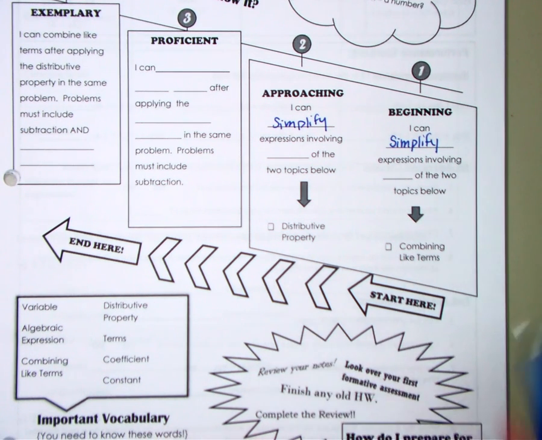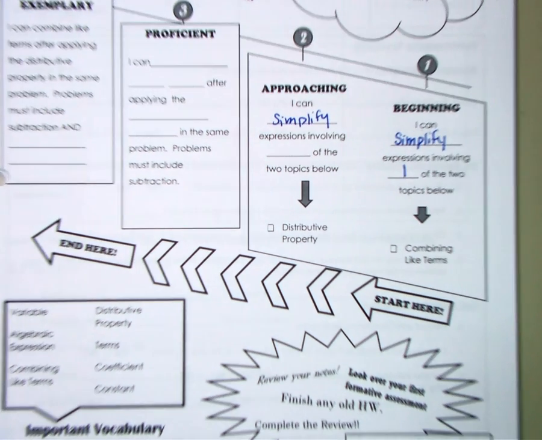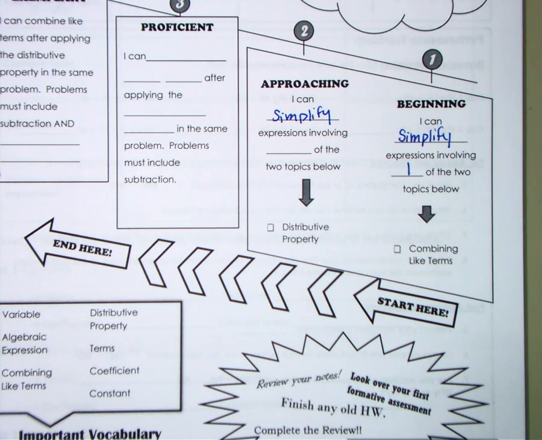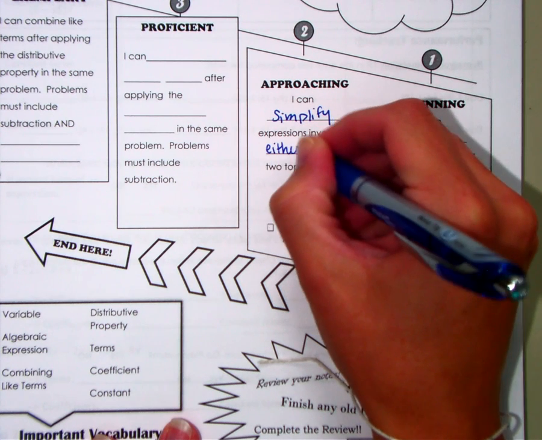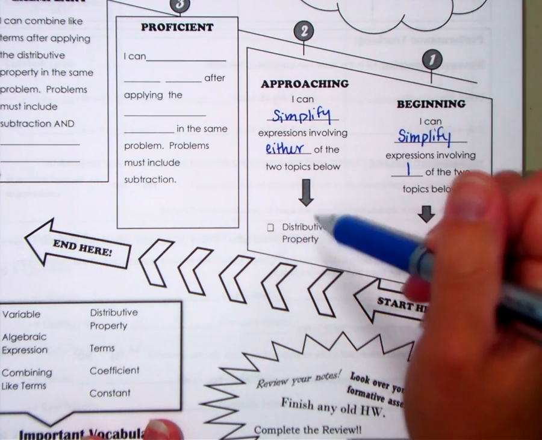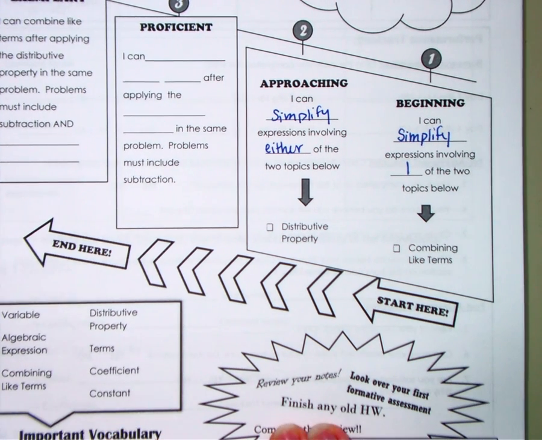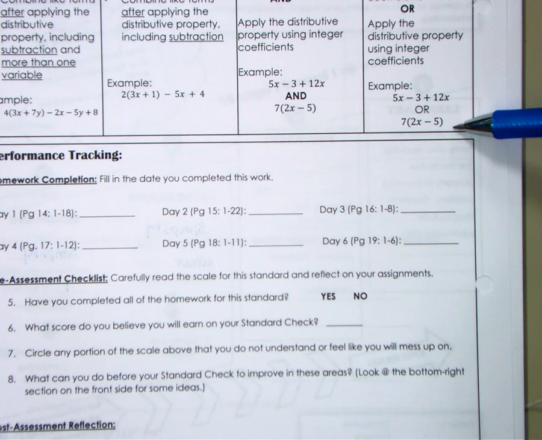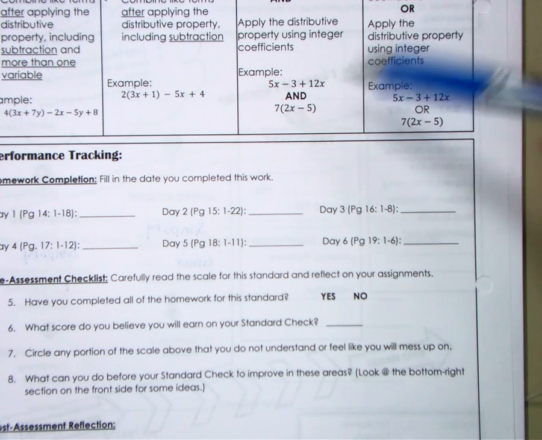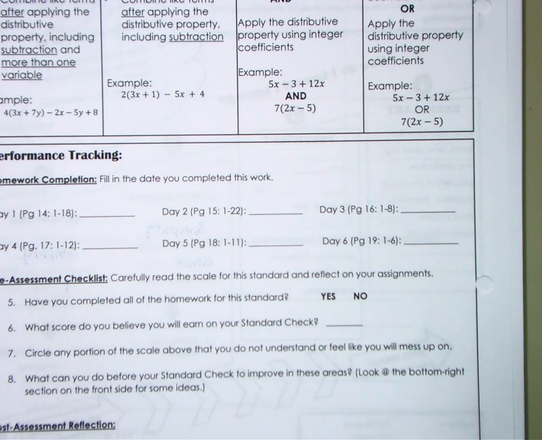If you can simplify one of these two ways, if you know how to combine like terms, or if you know how to use the distributive property, that puts you at a level 1. If you can do both, and not at the same time, but you can do distributive property and combining like terms in their own separate problems, that would be a level 2. If I flip the page over to the back, it gives you examples of combining like terms problems or distributive property problems. To get to a level 2, you have to be able to do this problem and do that problem separately. Okay, so that's your level 1 and level 2.